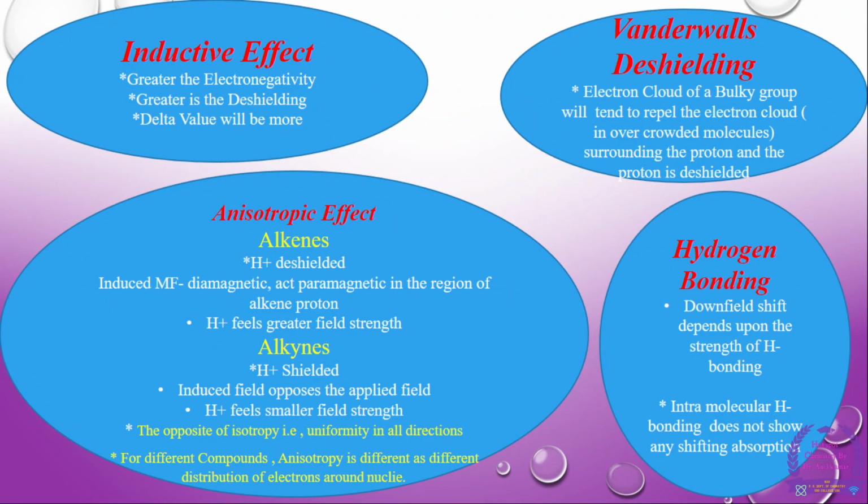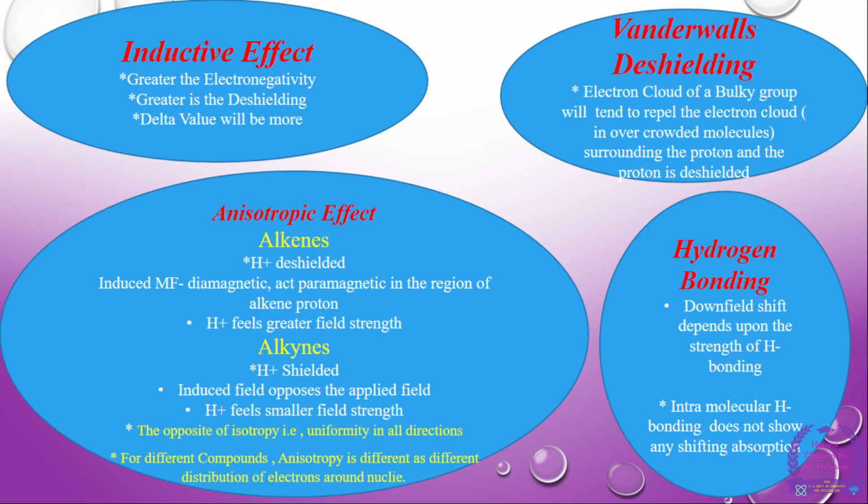What are the factors which affect the chemical shift? In this slide, we see there are different factors which affect the chemical shift, that is electronegativity and inductive effect, anisotropic effect, which is also known as space effect, hydrogen bonding, and van der Waals deshielding. In inductive effect, we will see the greater the electronegativity, the greater is the deshielding and delta value will be more.